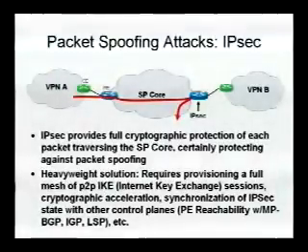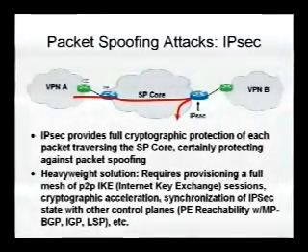So with IPsec, the authentication model looks very similar. The packet is received. Rather than checking a 64-bit cookie, I'm going through a whole packet authentication. It provides full cryptographic protection of each packet traversing the service provider core for the VPN service, certainly protecting against packet spoofing. It's heavyweight, requires provisioning a full mesh of point-to-point IKE, cryptographic acceleration (matching a 64-bit value is a lot easier than performing crypto across an entire packet), synchronization of IPsec with control planes, etc.